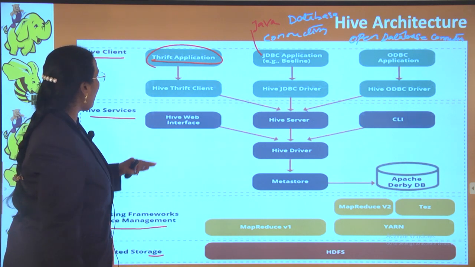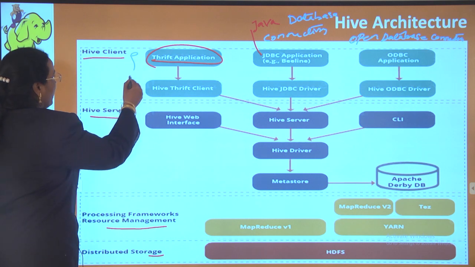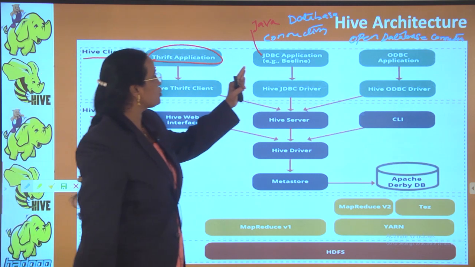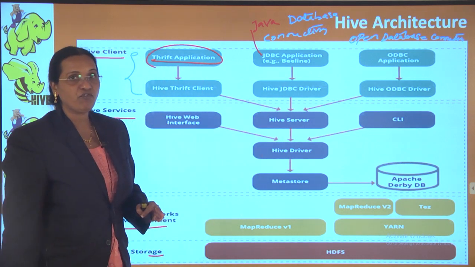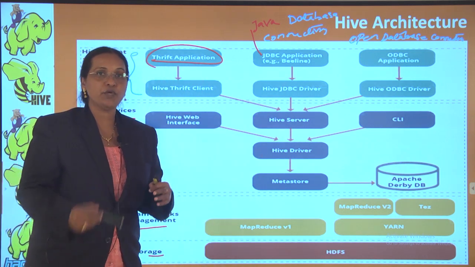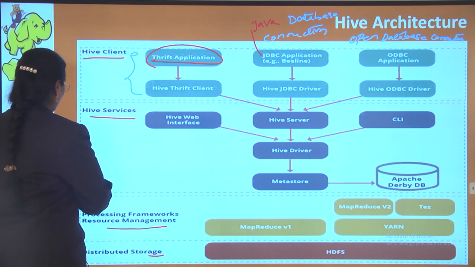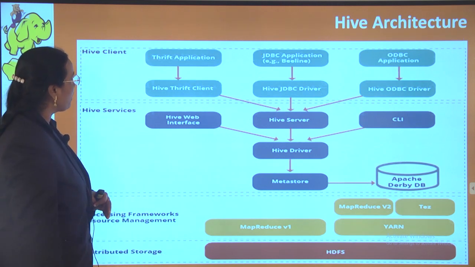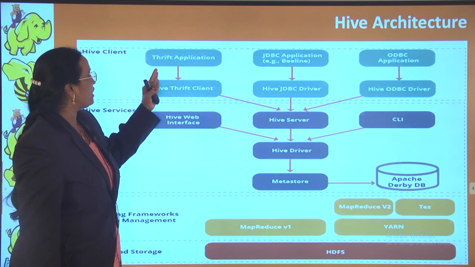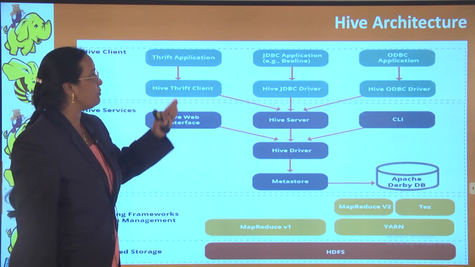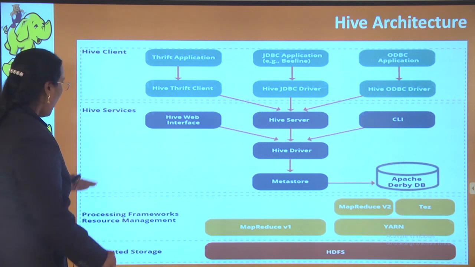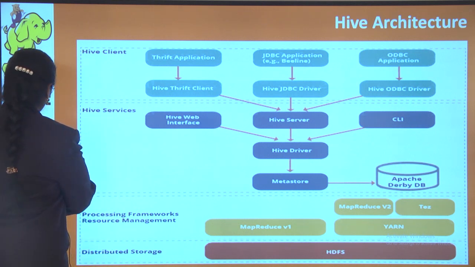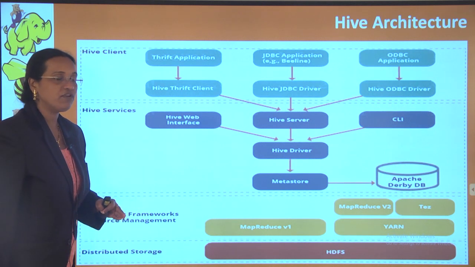So this is the default mechanism, but the remaining ones, that is called as JDBC applications and ODBC applications, they are not default, we need to install them to make use of them. So that is the first phase of Hive client, where you can see the thrift applications, JDBC applications and ODBC applications. And the next important phase is nothing but Hive services.